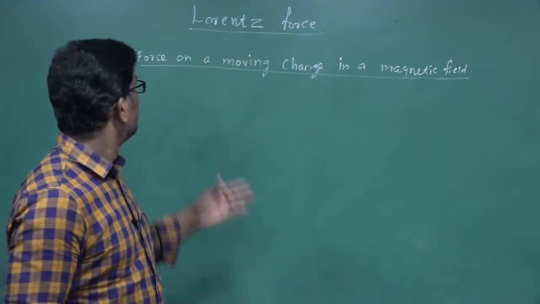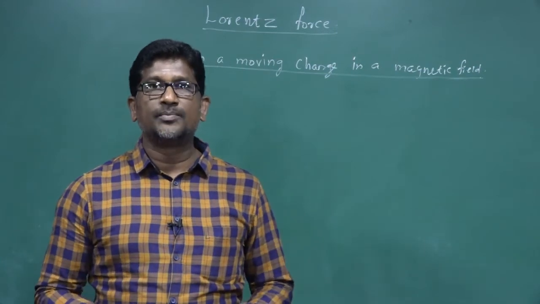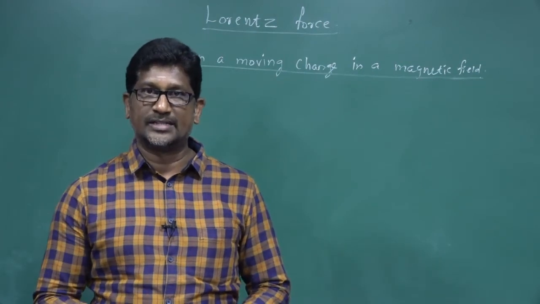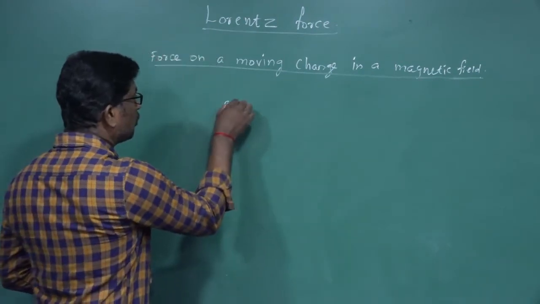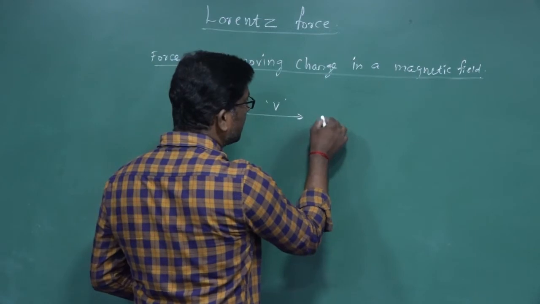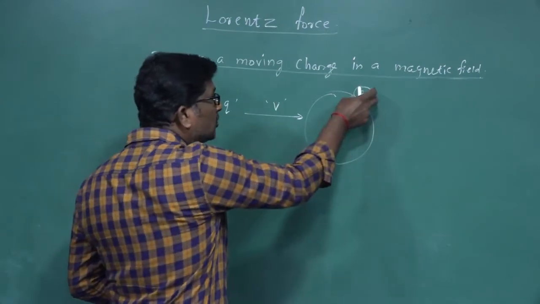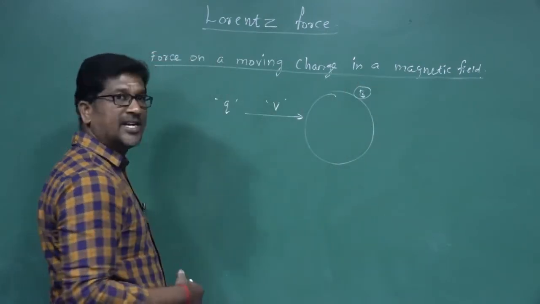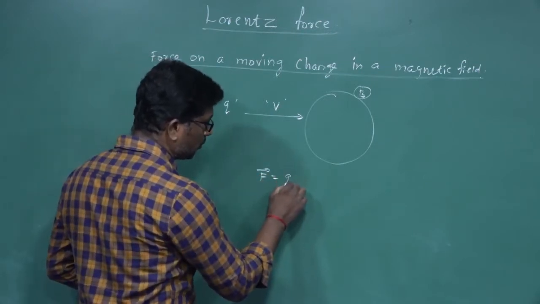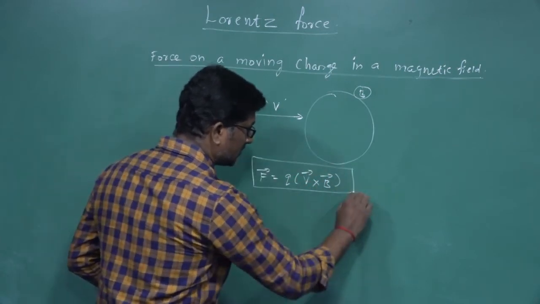Right, next topic, force on a moving charge in a magnetic field. Already I told, if any electric charge moves inside the magnetic field, it experiences a magnetic force. Let q be the charge which is moving with a velocity of v in the uniform magnetic field of induction B. So due to this magnetic field, this charged particle experiences magnetic force.